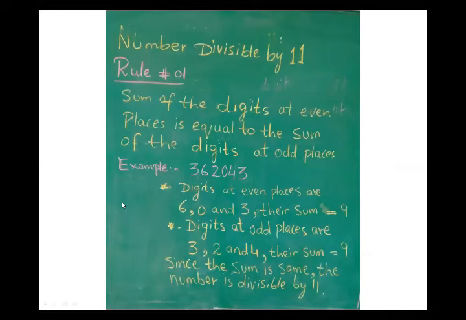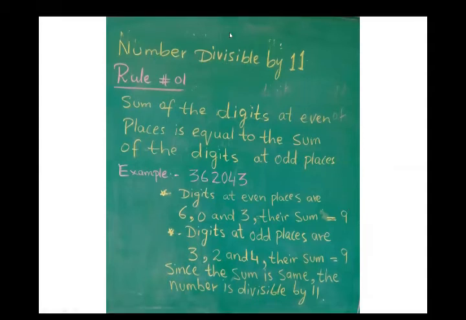Now we discuss the second rule. Our second rule applies if the sums are not equal. Students, if we check the even places sum and the odd places sum and they are not equal, then we proceed with the second rule. If the sums are not equal, then we find the difference of the sums.